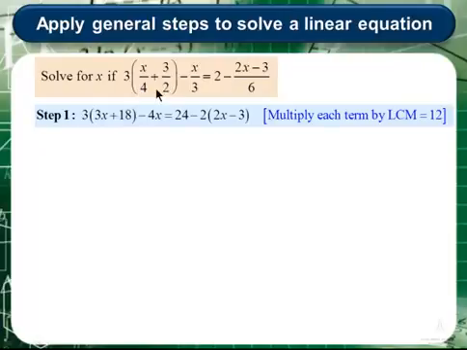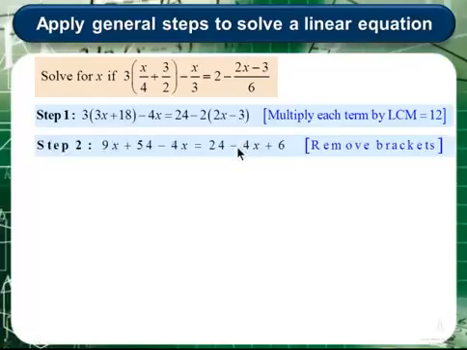Multiplying 3 over 2 by 12, we get 18, that is 6 times 3. Also, if we multiply x over 3 by 12, we get 4x with a negative intact in this case. So that's the left hand side of the equation. Do the same on the right hand side, multiply by 12, we get 24 minus, and if we multiply this particular fraction, 2x minus 3 divided by 6 by 12, we get, in this case, 2 times 2x minus 3. So that's the first step.